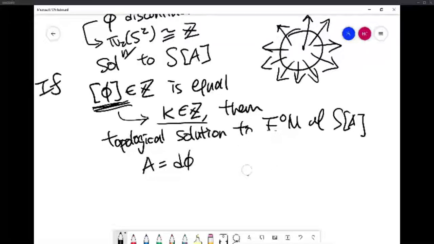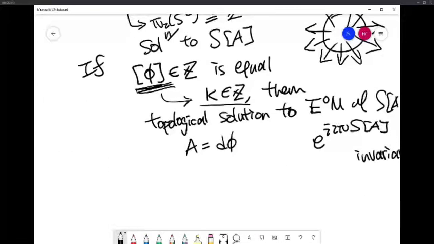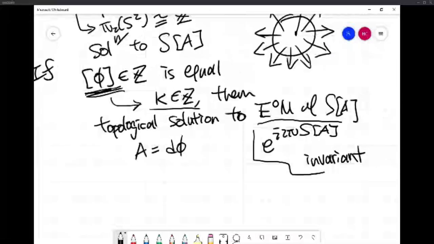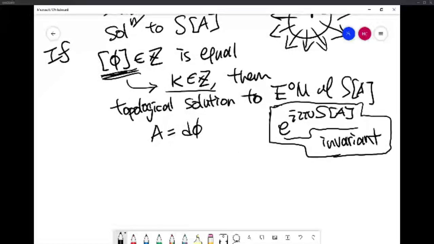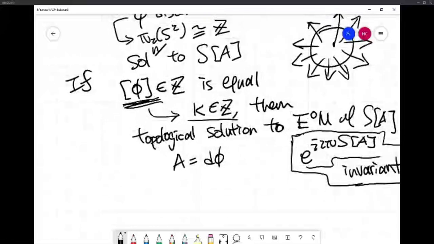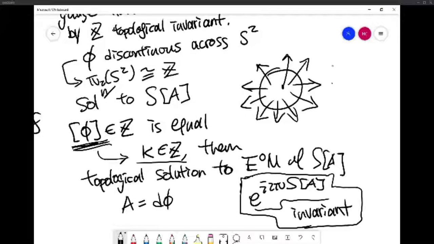Well, but okay, let me write this down. It's a stationary phase. 2 pi S A is invariant. So technically speaking, it's not really a solution, because your Chern-Simons term is non-zero. But it is a solution, I guess, in the quantum theory or in the statistical theory, because it leaves the Gibbs kernel invariant, right? If phi is characterized by some 2D winding number, well, like a monopole, so this is if phi equals 1, so this is the hedgehog defect.